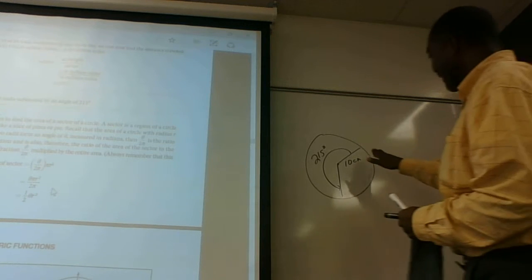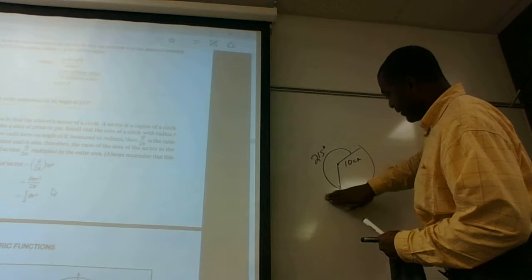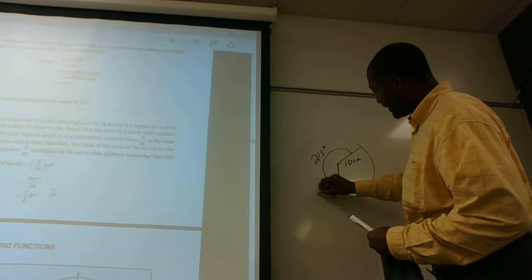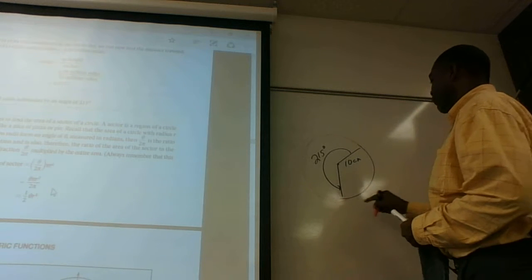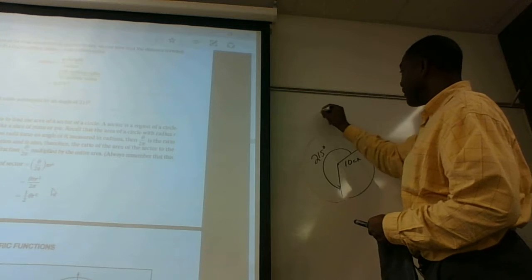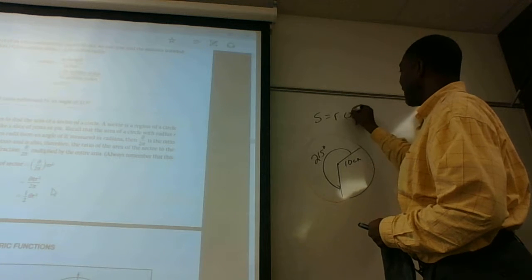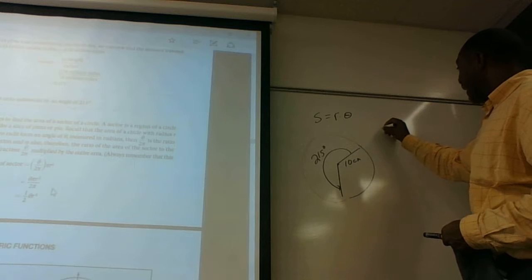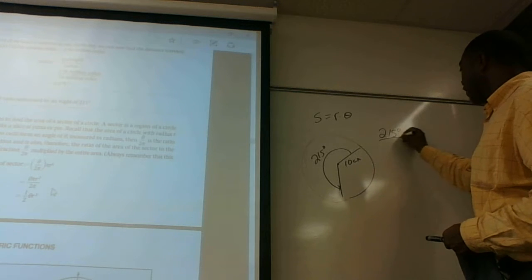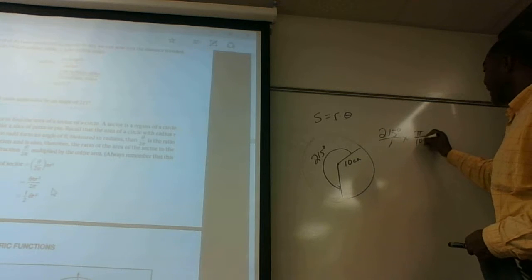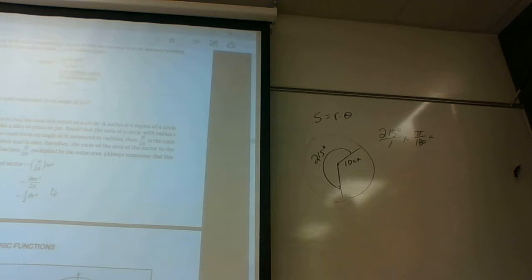What is this arc? And I know my circle is not drawn like a circle, it looks more like an oval. But how much is that portion of the circle? What is that measure? Again, one formula, S is equal to radius times my theta. My theta must be in radians. So if I have 215 degrees, I'll say 215 degrees over 1 times pi divided by 180.